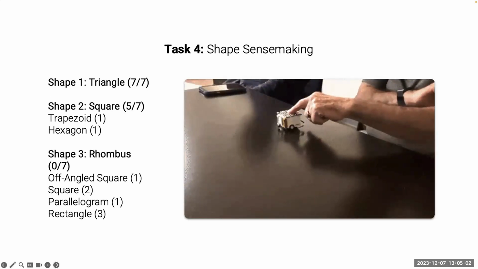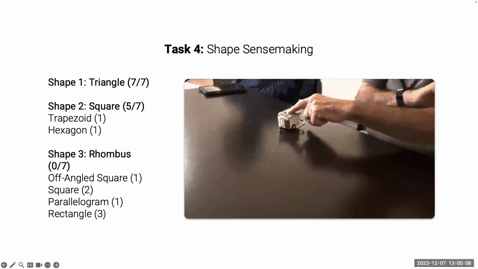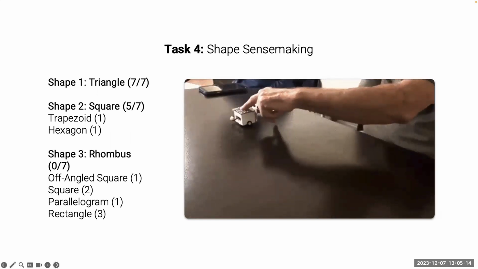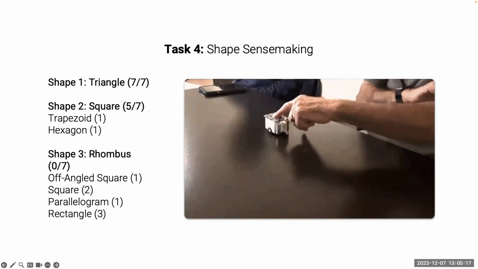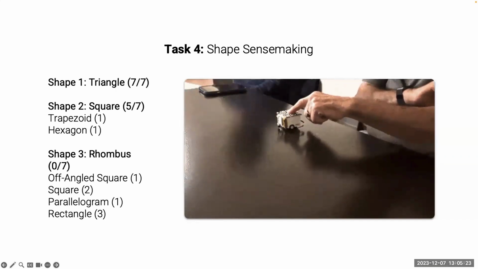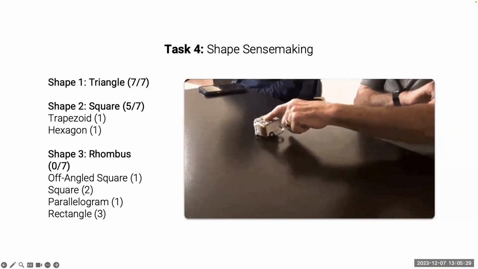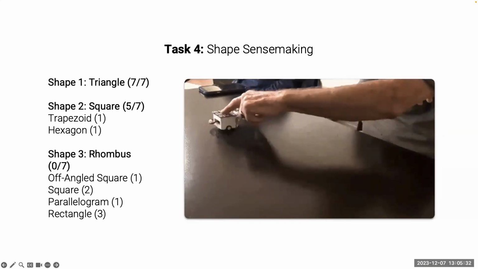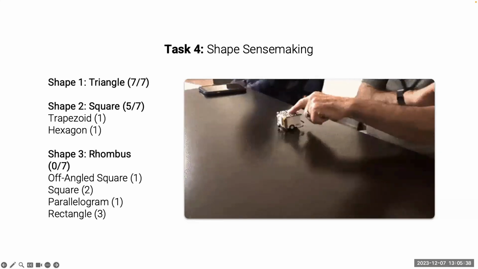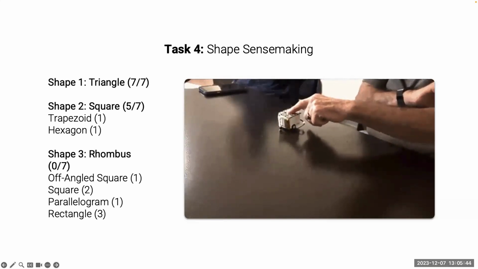And for the shape sense making, we didn't compare this with the audio feedback because it was not really feasible for us to explain shapes verbally. But we rendered triangles, squares, and rhombus, and in general, the participants could understand and recognize those shapes. They could recognize them as the same shape, or sometimes they recognized them as similar shapes. For example, for the square, some participants said it was trapezoid, some said it was hexagon, and for the rhombus, people said that it feels more like a rectangle or off-the-angle square, and so on.